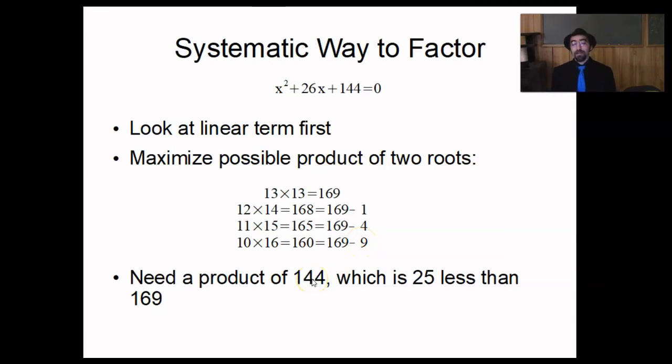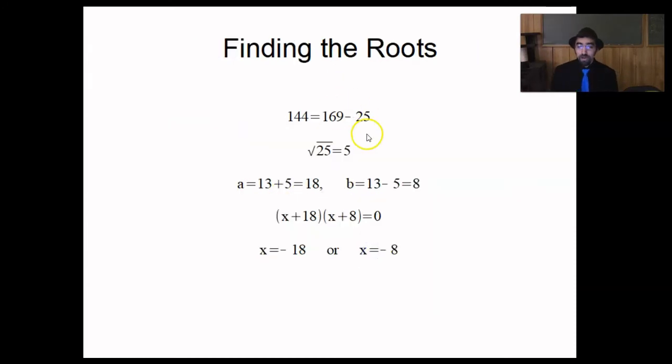So we need a product of 144. 144 is 25 less than 169. I'm sure you see the pattern here, that to move over by some amount, your product decreases by the square of that amount. So to aim for 25 less than our maximum possible product, we have to move our 13s over by the square root of 25, or 5.